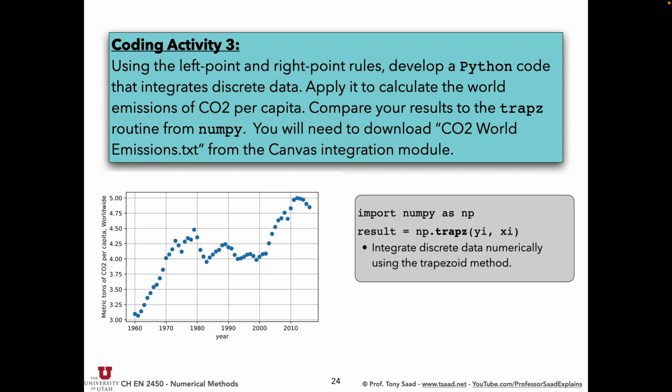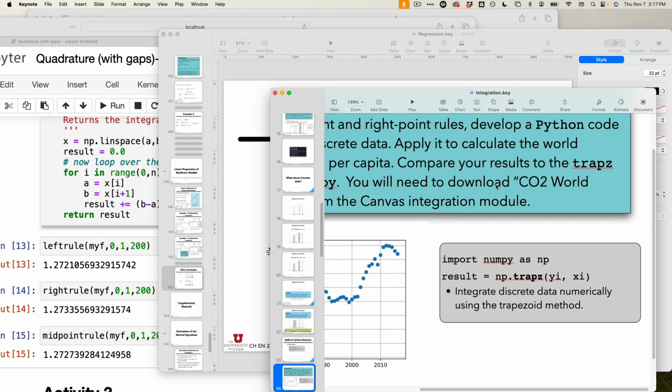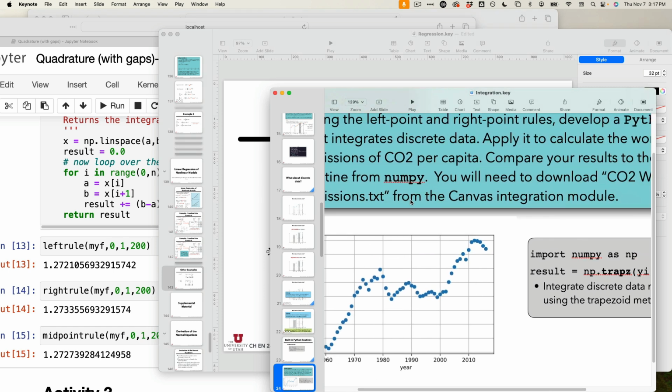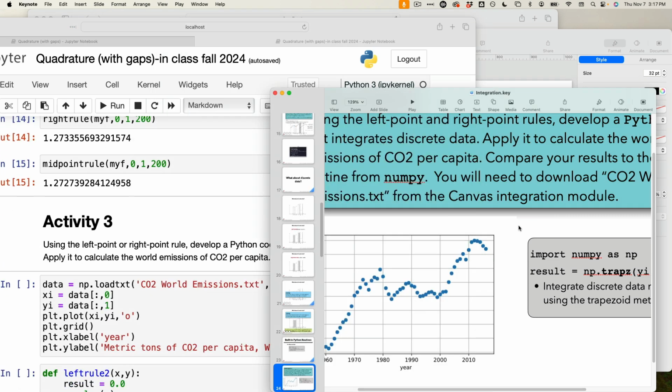There should be a CO2 integration module. Download the CO2 world emissions.txt file and put it right next to your Jupyter notebook. Okay, so we can just load it up.